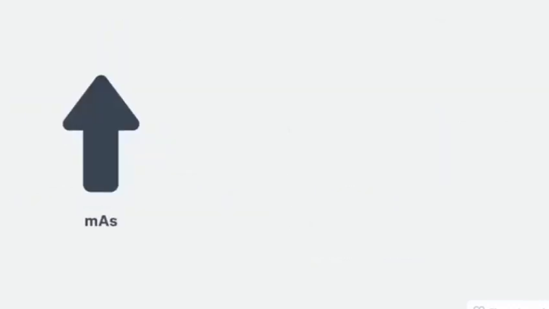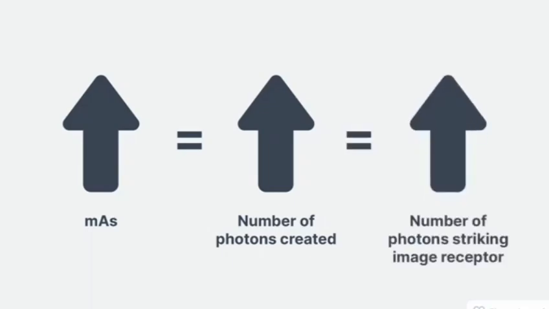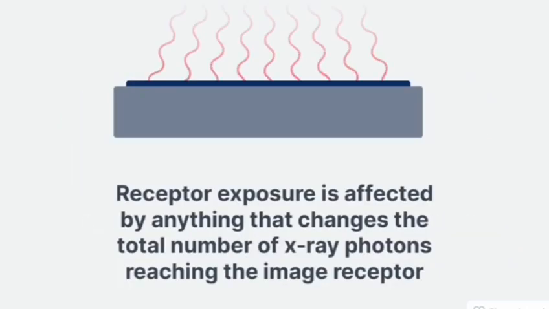Let's look at how changing mAs changes the receptor exposure and potentially changes the image quality. Increasing mAs increases the number of photons created by the X-ray tube, which in turn increases the number of photons striking the image receptor. The relationship is proportional. If the mAs increases by a factor of 2, the receptor exposure also increases by a factor of 2. Receptor exposure is affected by anything that changes the total number of photons reaching the image receptor, which is why kVp also has a huge influence on receptor exposure.